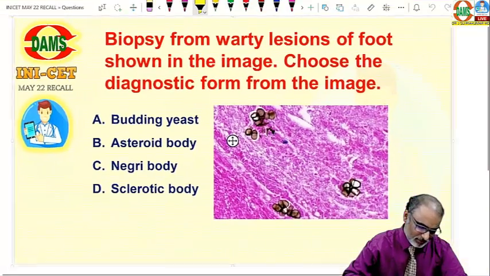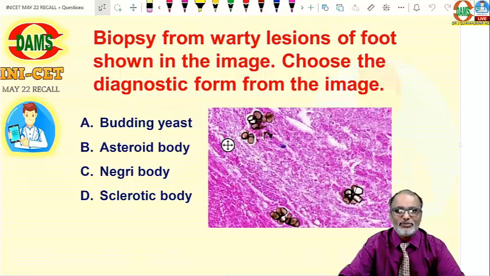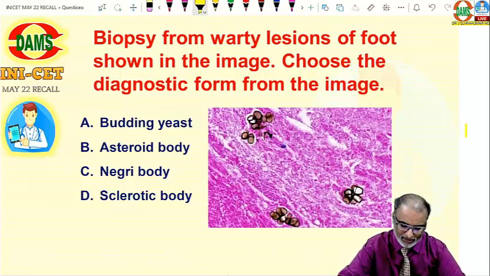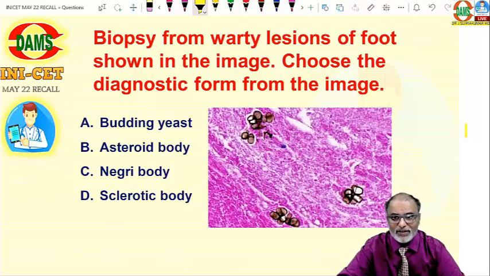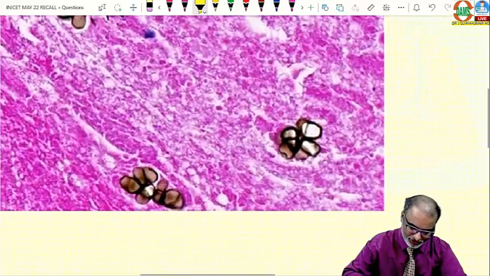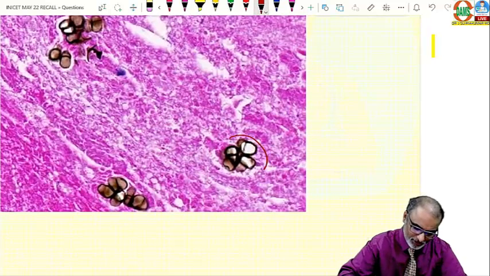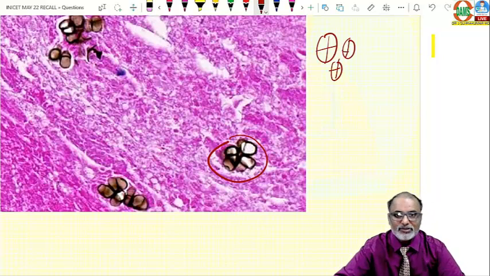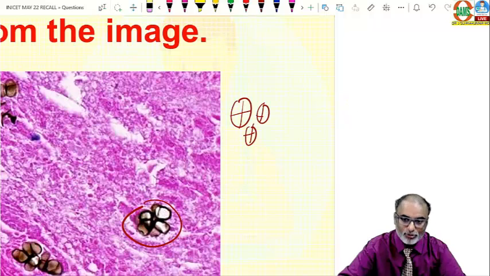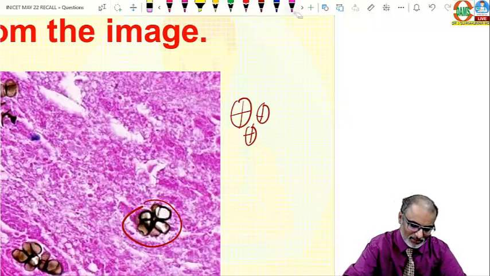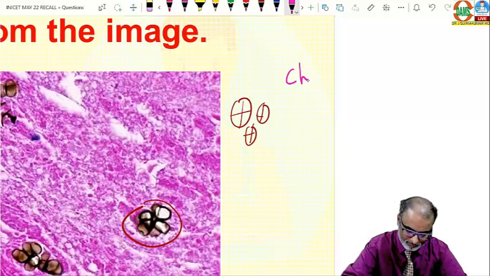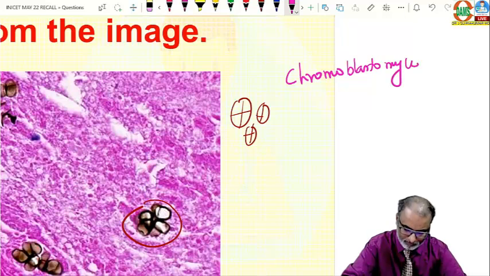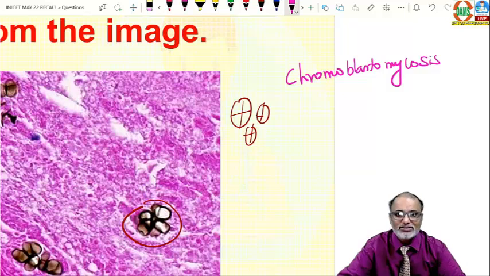Next is a biopsy from a warty lesion of the foot shown in the image. Choose the diagnostic form based on the image. Where there is a cauliflower or warty lesion, and you see the image, you can get brown color, round shape. So clinically, we can diagnose this as chromoblastomycosis. Chromoblastomycosis is a clinical condition with a wart or cauliflower-like lesion.